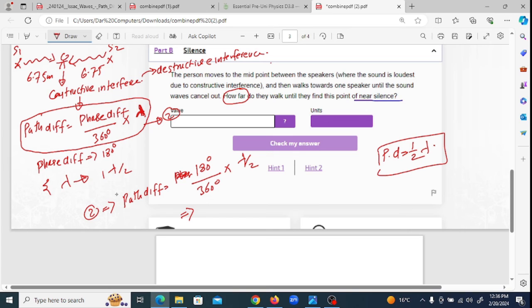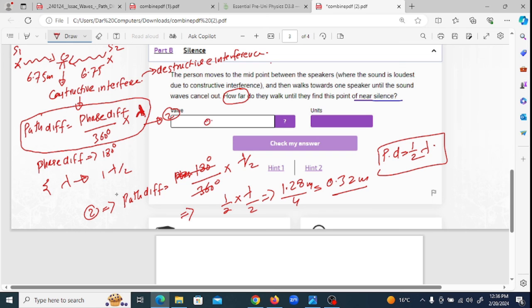Then we solve this. 180 over 360 gives us 1 over 2, multiplied by lambda over 2. So lambda is 1.28, divided by 4 meters. I just check it: 1.28 divided by 4 gives us 0.32 meters. So this is our answer.